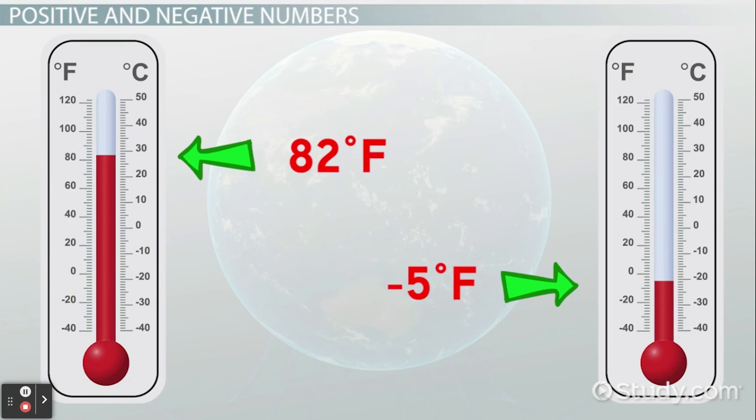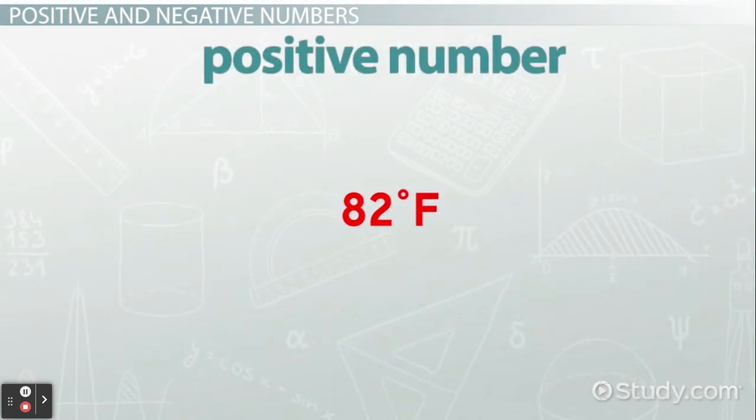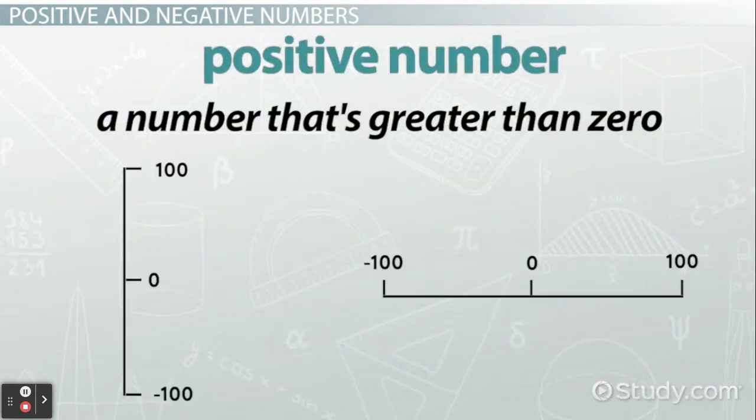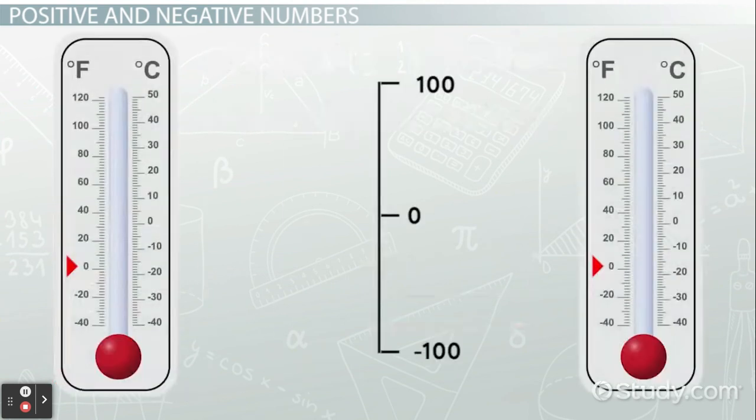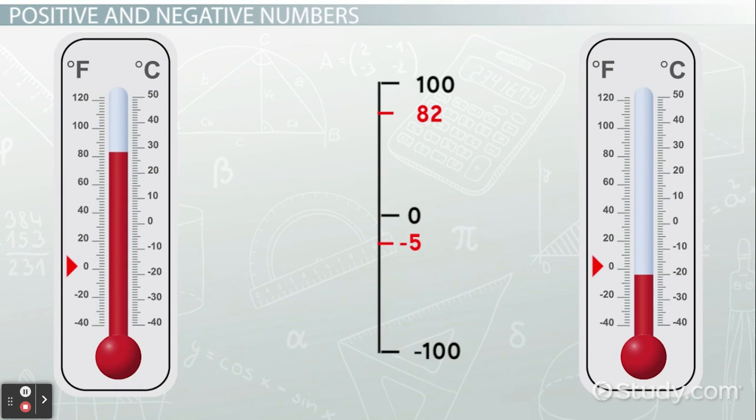Technically speaking, we have the following. A positive number is a number that's greater than zero. It falls above zero on a vertical number line, or to the right of zero on a horizontal number line. A negative number is a number that's less than zero. It falls below zero on a vertical number line, or to the left of zero on a horizontal number line. Notice that if we think of our thermometers as vertical number lines, 82 falls above zero, and minus 5 falls below zero, as we would expect from the definition of positive and negative numbers.